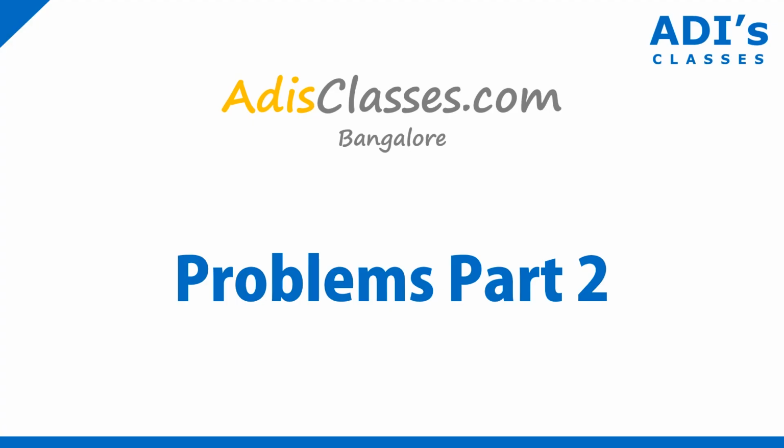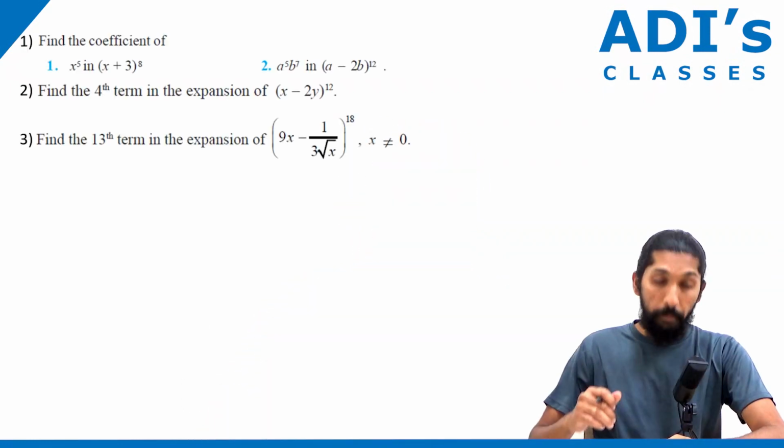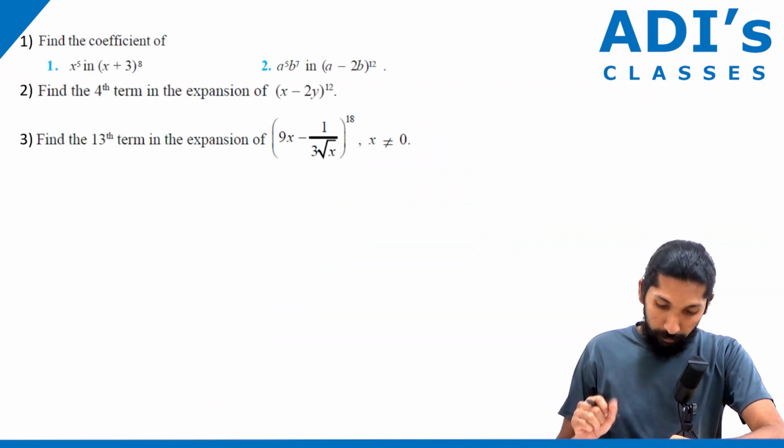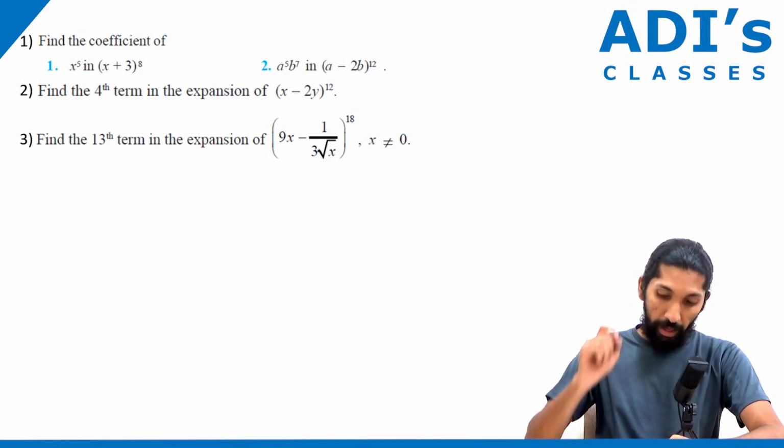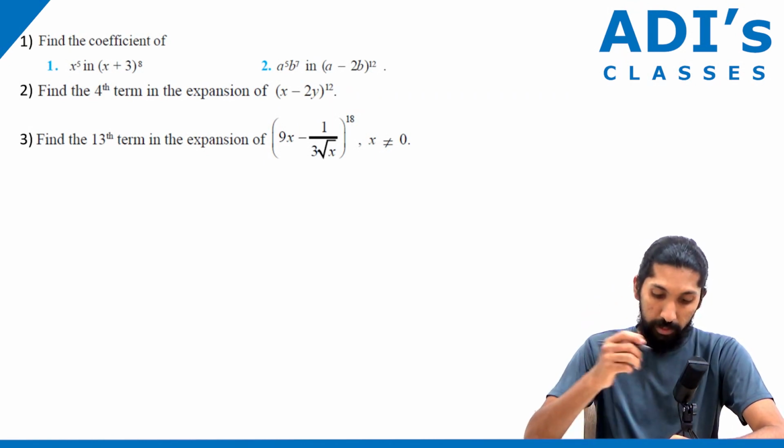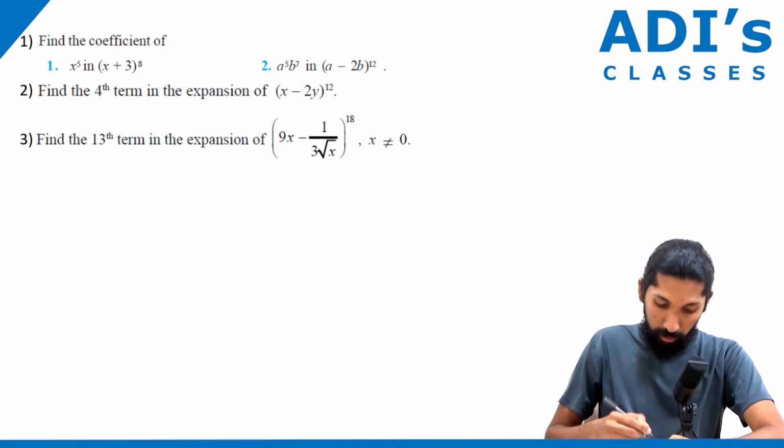Let's solve a few problems based on the topic we discussed in the last video: the general and the nth, the middle term of the binomial theorem. See the first one. Find the coefficient of x power 5 in (x + 3) whole power 8. There are two sub-questions in this. So let's solve this one.